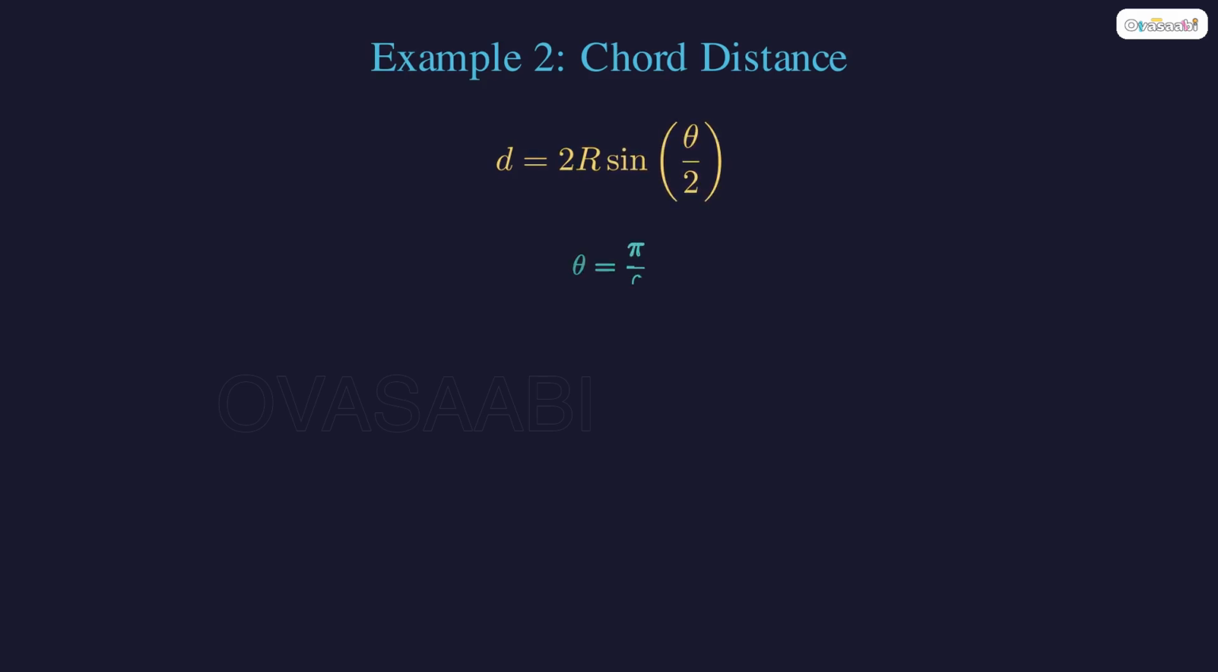Example 2. Find the chord distance for the same towns. Use d equals 2r sine θ/2. Substitute θ/2 equals pi over 6.